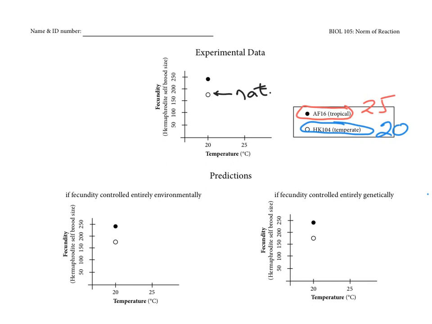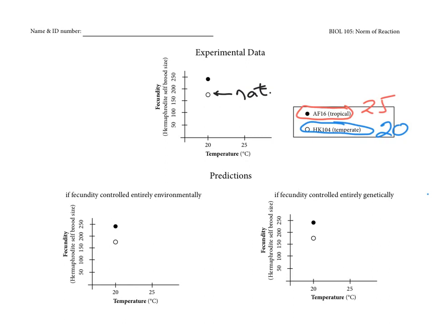So where we didn't get last time was I didn't actually tell you what happens when you grow these strains at 25 degrees. That's the experiment. If you want to know if the number of offspring these organisms have has anything to do with environment or if it's entirely genetically based, grow them at the other temperature, 25 degrees. Now 25 degrees is native for AF16, the tropical strain.